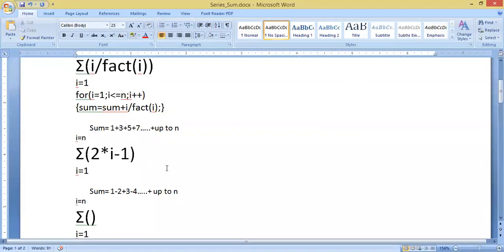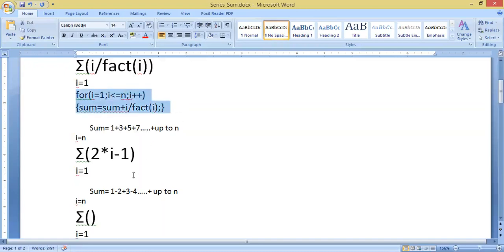Anybody has any doubt regarding this? How is this 2 into i minus 1? Because i is moving from 1 to n. When i is 1, then 2 minus 1, first term, 1. When i is 2, 2 into 2 minus 1, second term, 3. Right? So every time the value of i will be kept here according to the for loop, and the term will be generated, and due to our logic that will be added.